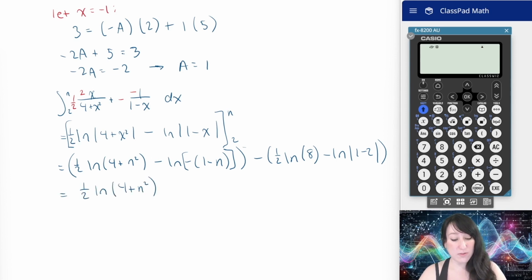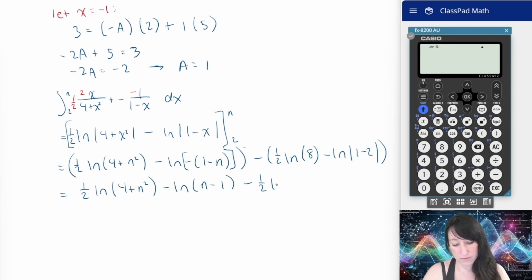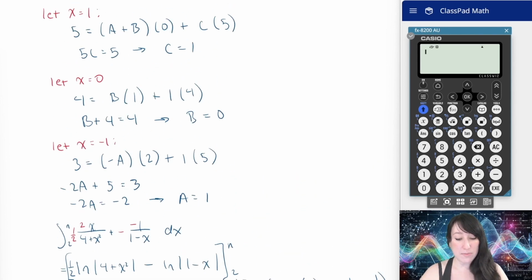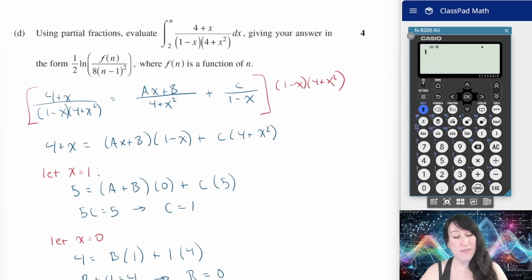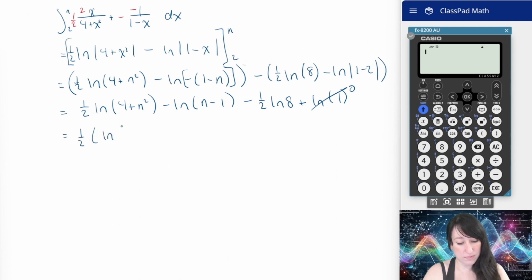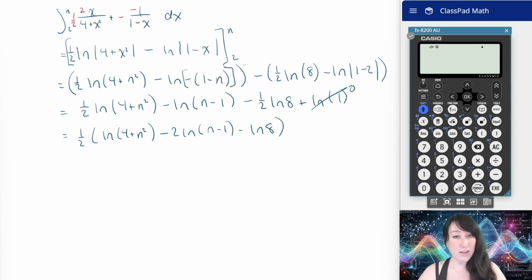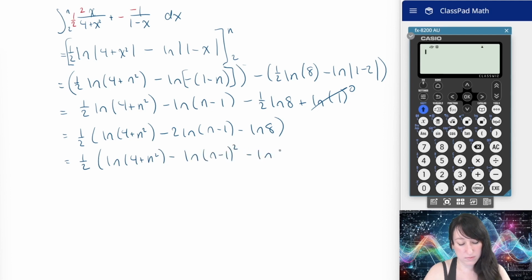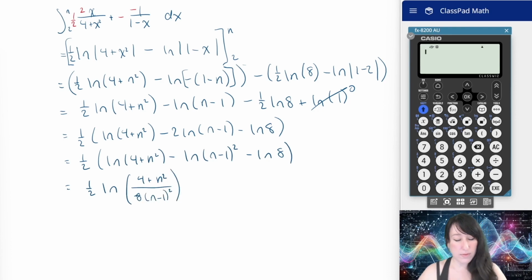And I'll just note that I dropped the absolute value on this expression because 4 plus n squared would always be positive. And ln of 1 is 0. Now, if we look back at what we need, we have a 1/2 in front of the entire log. So let's factorize out 1/2 before we proceed. And then use log laws to simplify. And we have the results.